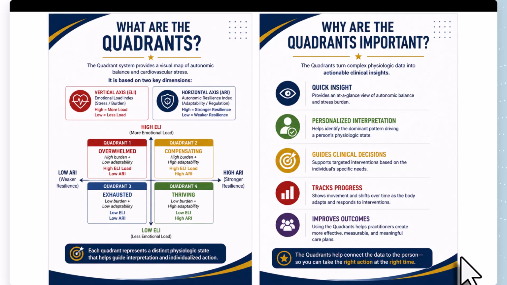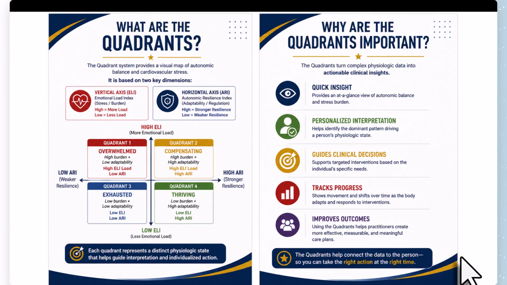So, the quadrants really are a big deal. And the quadrants turn complex physiologic data into actionable clinical insights, which we'll show you. And we have an actual flip chart. Some of the practitioners have that. So when they calculate that, they can use the flip chart. It has information about each of the quadrants and the best avenue or action step to take based on that quadrant, right?